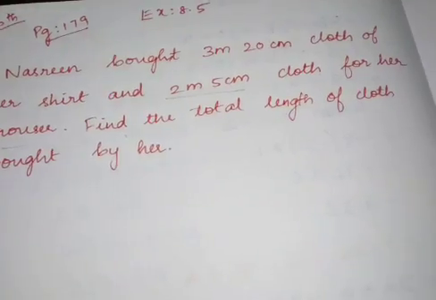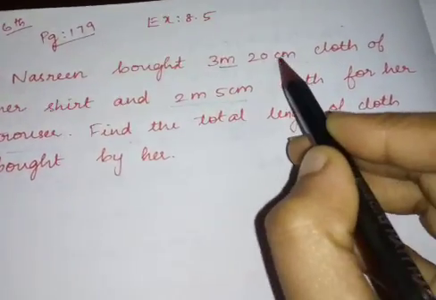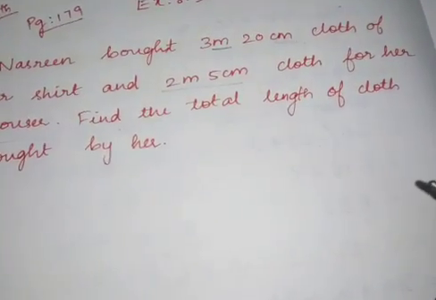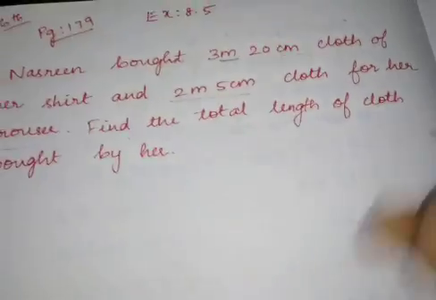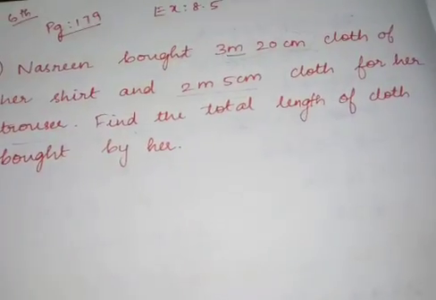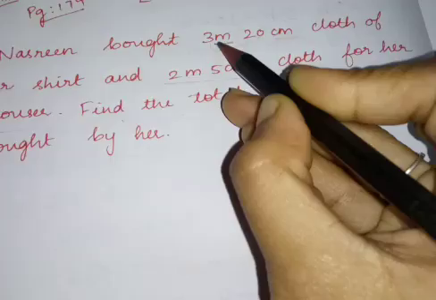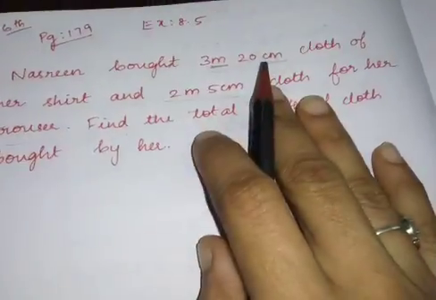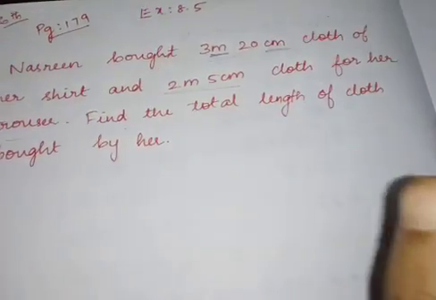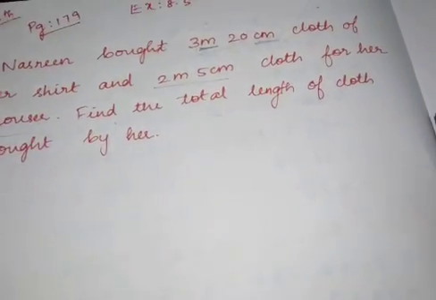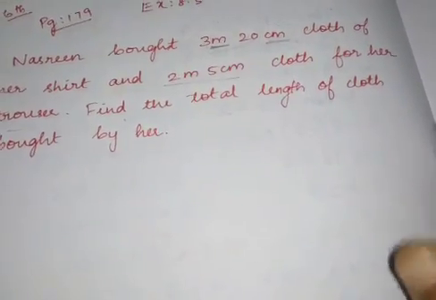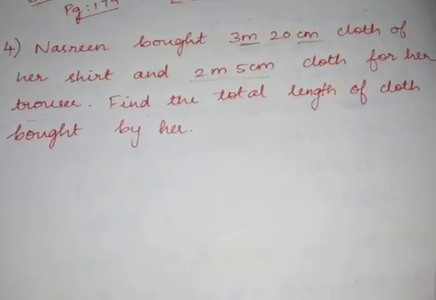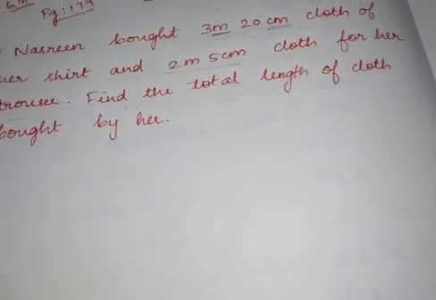If it is like this, one is in meter and another is in centimeter, we can't add them directly. So we are supposed to convert these different units into a single unit. Either you convert to meter or you convert to centimeter, any one of the ways, it is up to you. When it comes to meter and centimeter, there is a relation, so by seeing the relation, you can easily convert them.